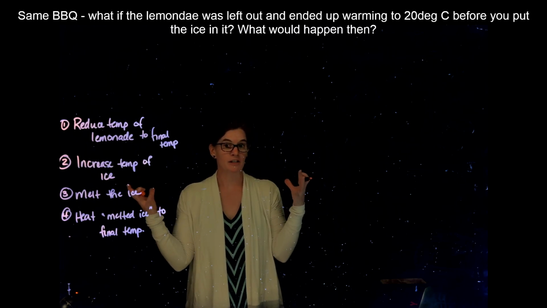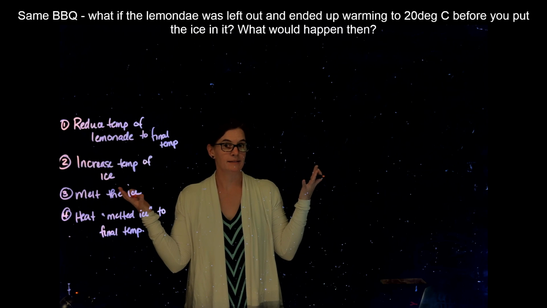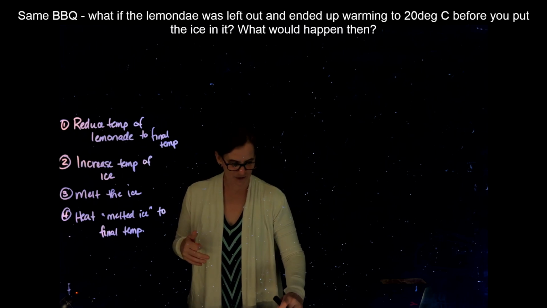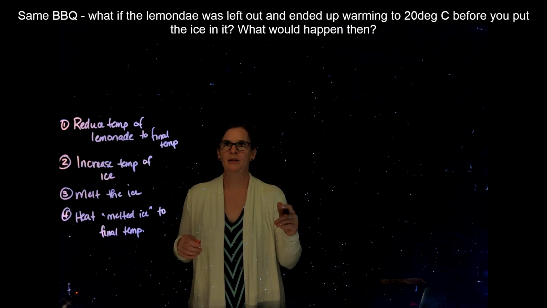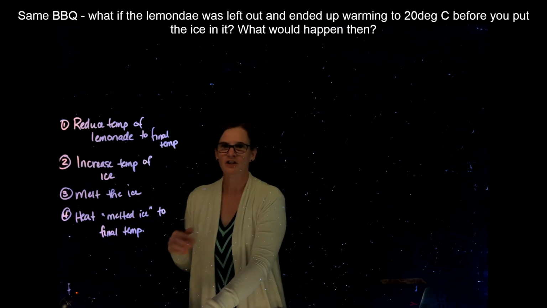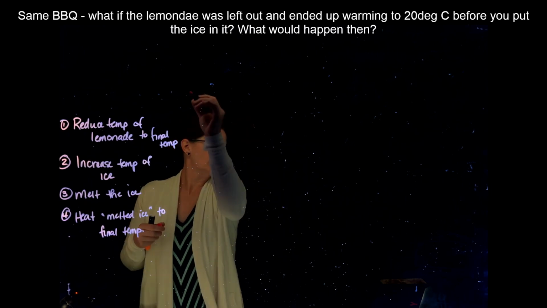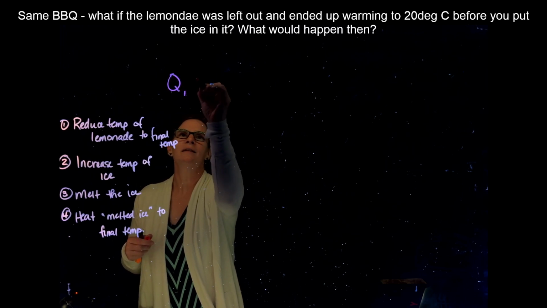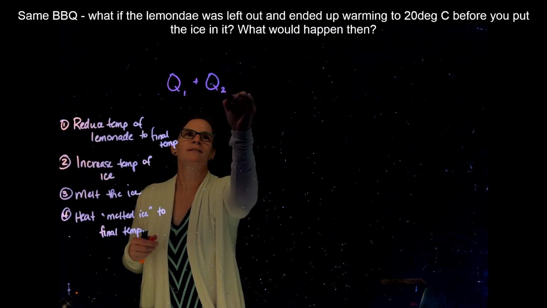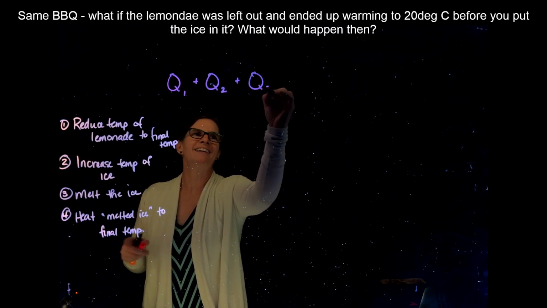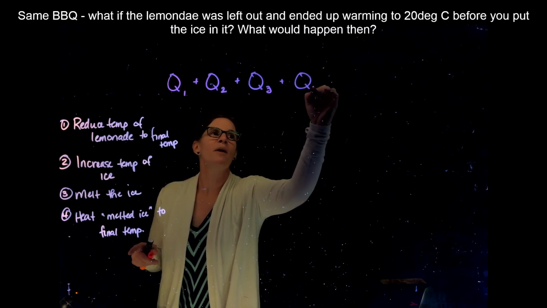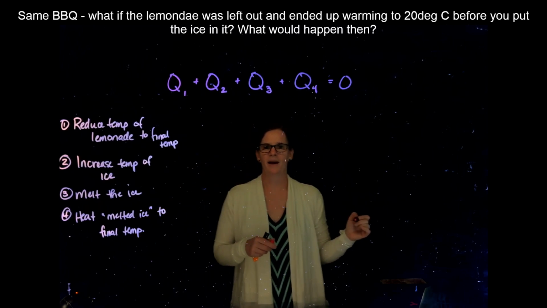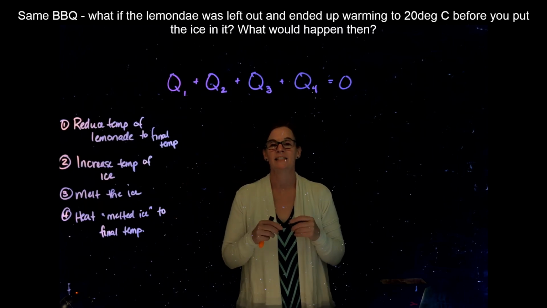And again, my question is: is that cool enough for my guests? All right, let's try it. So we have to consider all of these pieces. So I'm going to put them in those relationships of Q, right? Our heat. So we have Q1 plus Q2 plus Q3 plus Q4 all equals 0. Okay? The sum of the heat has to equal 0.